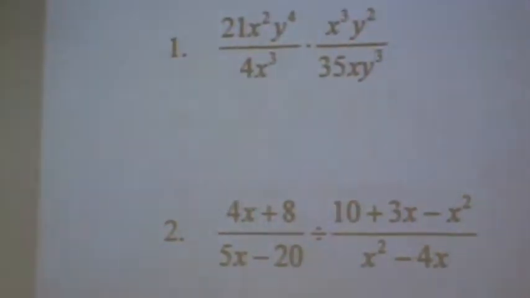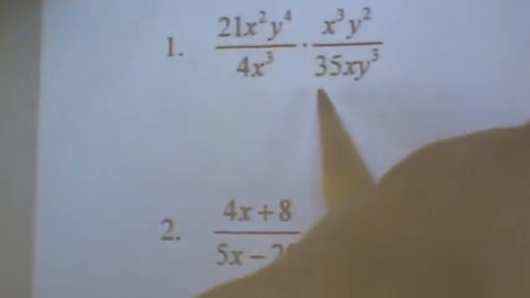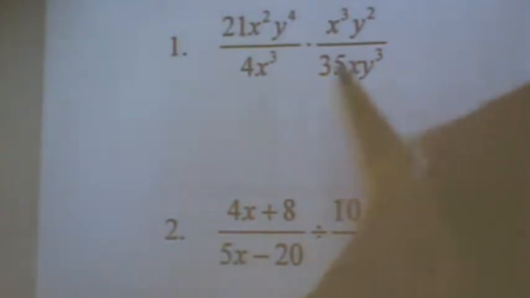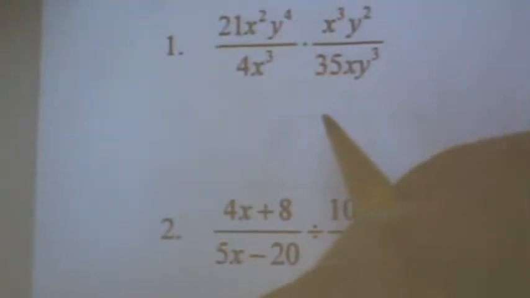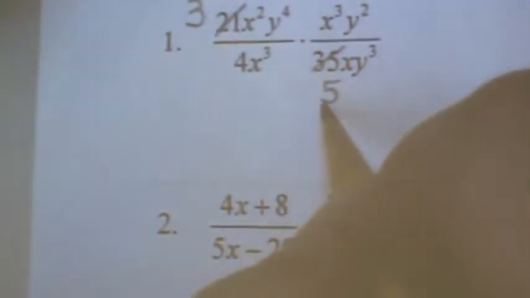Okay, back to this problem. How are you going to simplify this? Well, I look at my numbers first. I have a 21 here and a 35 here. Can you tell me what number you can cancel or simplify or reduce 21 over 35? What number goes into 21? What number goes into 35? 7. What do you get here? 3. How about here? 5. So we have a 3, a 4, and a 5.